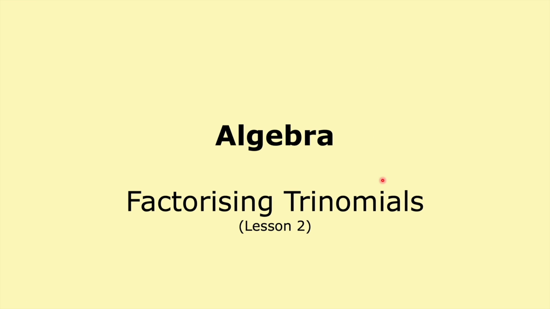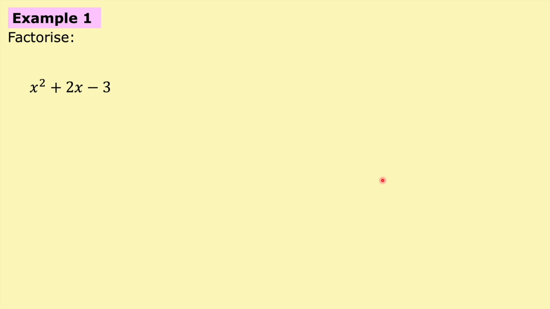We're going to continue looking at factorising trinomials today, and we're going to be looking at examples that involve negative numbers and subtraction. So let's look at this first example. Here we have to factorise x squared add 2x subtract 3. We're going to be using the same method as we've done previously.